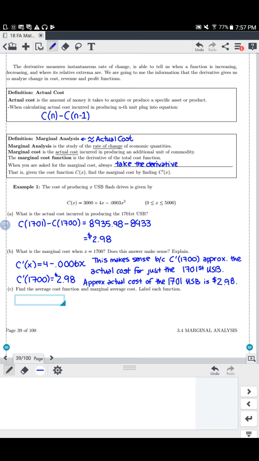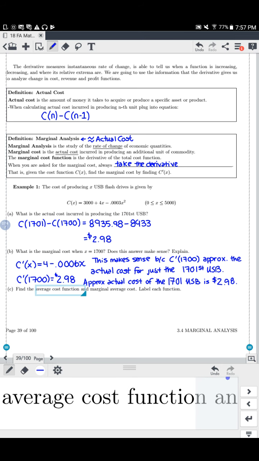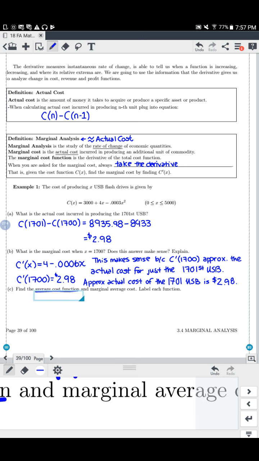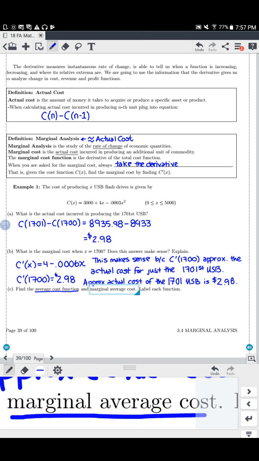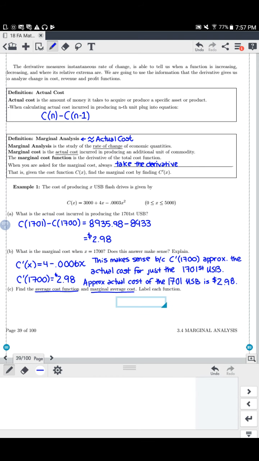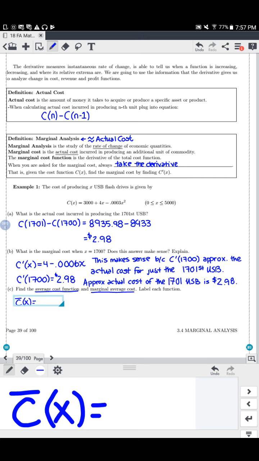Last piece here, find the average cost. So I'm going to be able to find average cost. We have a formula for actual cost, and we want to be able to find average cost, a different formula, and the marginal average cost, which of course is just going to mean take the derivative. I'm going to label each function. So average cost is a new formula. Average in math, we always put a bar over it to symbolize average. So average cost would be C bar.